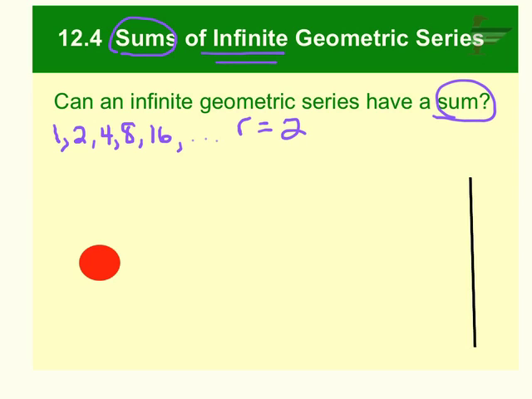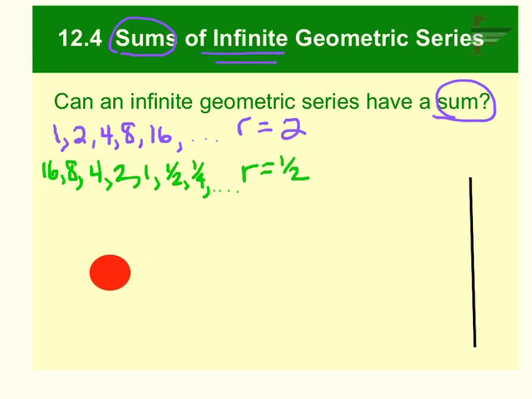So on that one, the ratio was 2. Let's say we were to take an example where the ratio was 1/2 instead. So if I just flip this around, let's say I start with a 16. Multiply by a half, I'll get 8, and then 4, and then 2, and then 1, and then a half, and then a fourth.